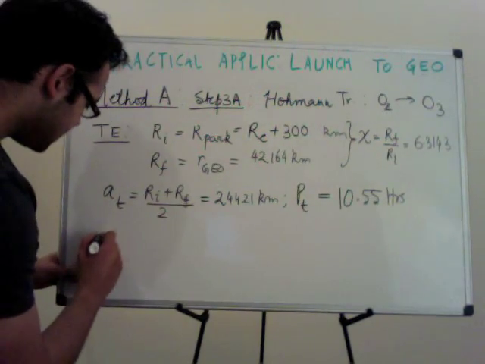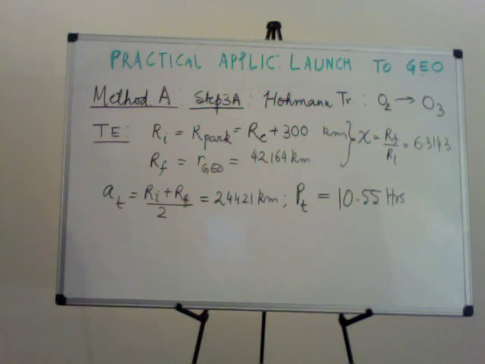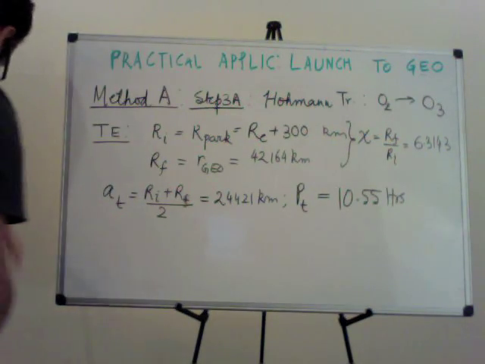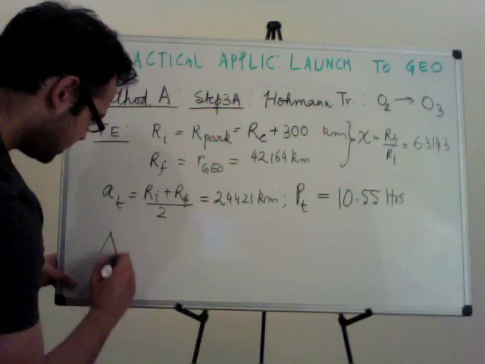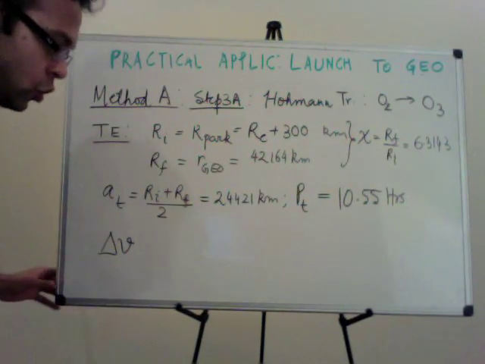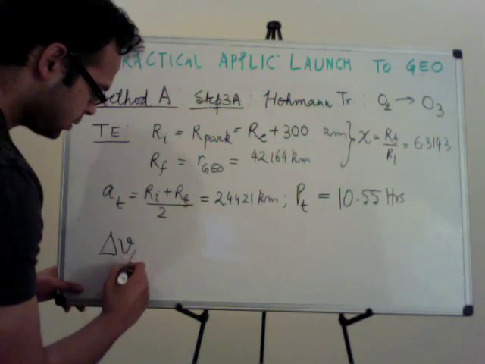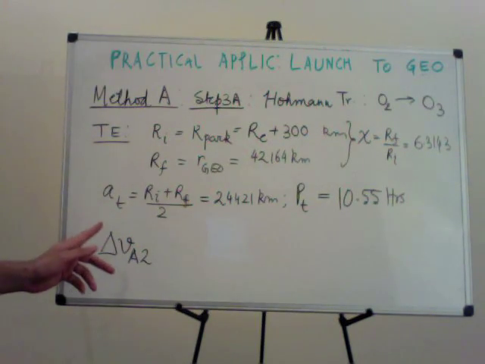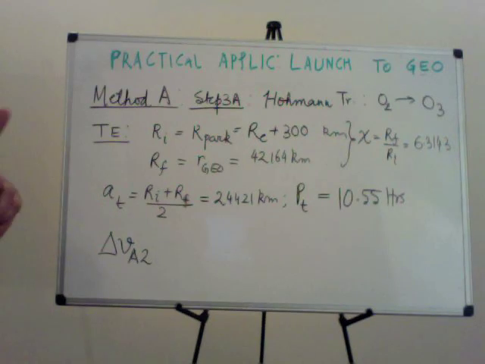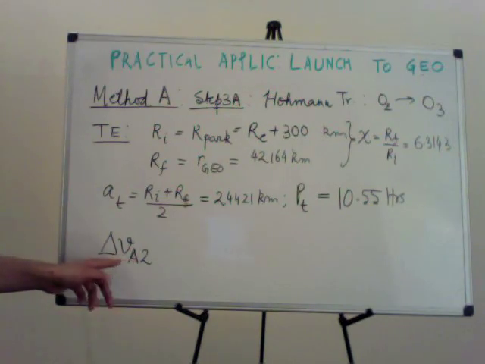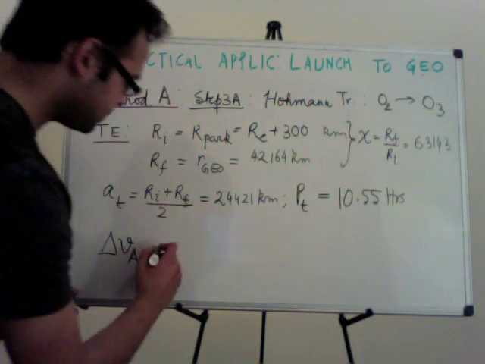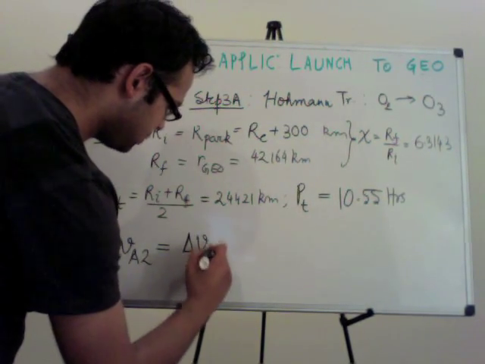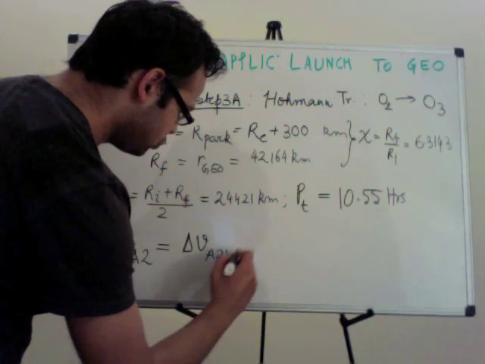The total delta V, well, the steps 2 and 3 of the Hohmann transfer I'm going to combine into a single step. The total delta V for the Hohmann transfer part, step A2. Okay, delta V A1 was the first delta V needed. That was the plane change. Delta V A2 is the second delta V needed for method A. This is a combination of two maneuvers.